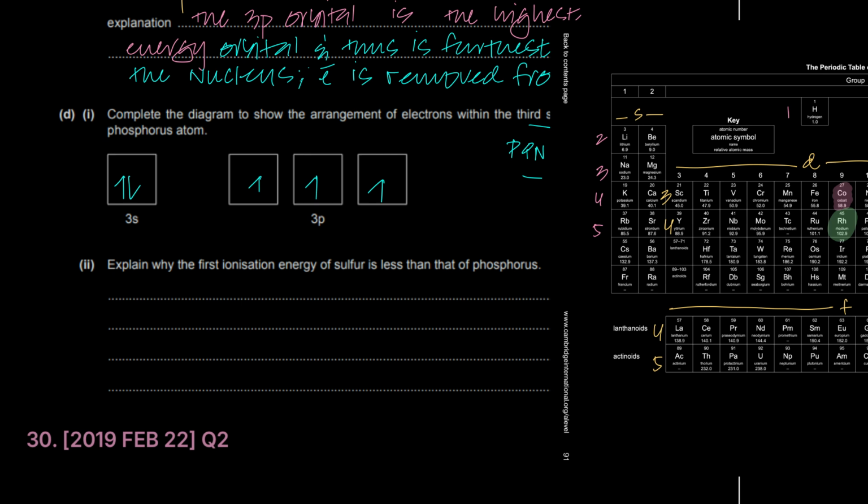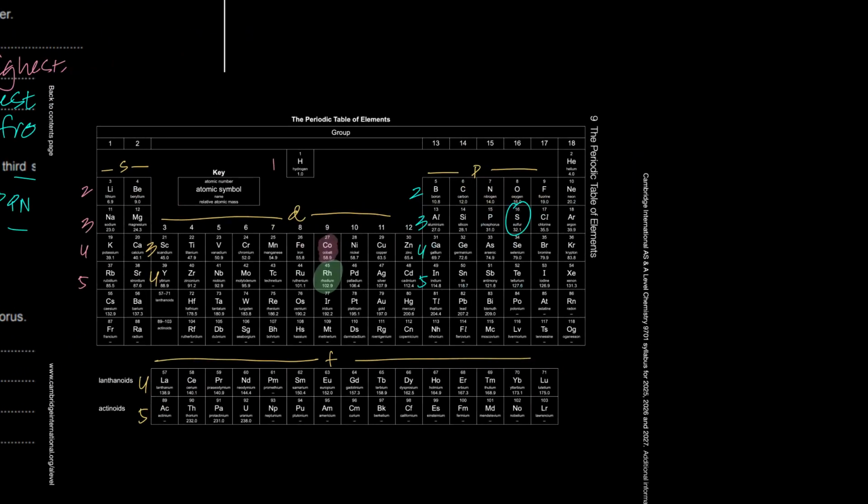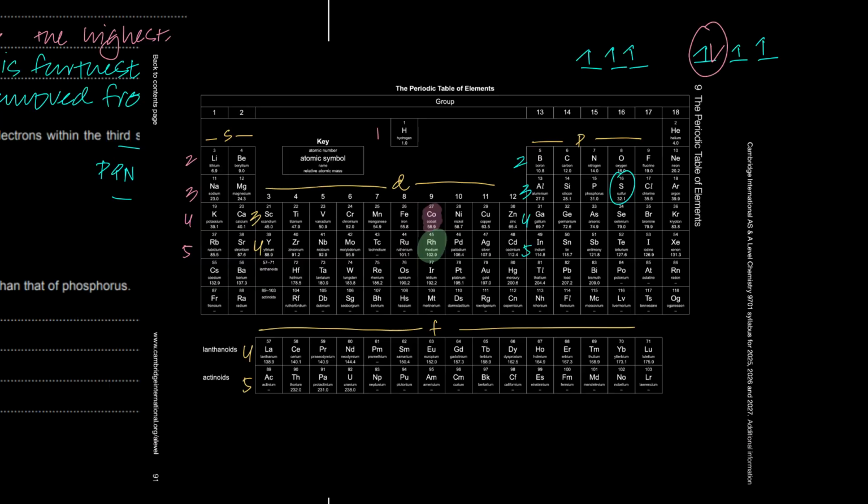Explain why the first ionization energy of sulfur is less than that of phosphorus. Now you'll tell the examiner that even though I acknowledge the fact that sulfur has a higher nuclear charge, the higher nuclear charge is outweighed by the spin pair repulsion in one of its 3p orbitals. We've done this question a billion times. This is phosphorus and that is, my dear fellas, sulfur. So even though sulfur has a higher nuclear charge, the higher nuclear charge is outweighed by the fact that it has 2 electrons in one of its 3p orbitals, and therefore it has a lower ionization energy.